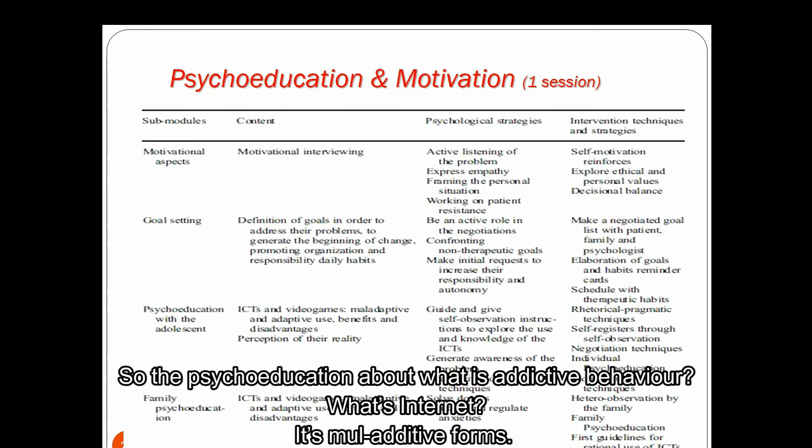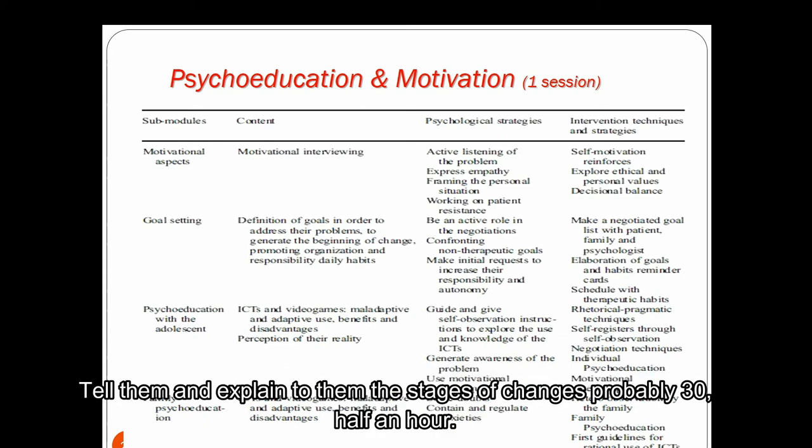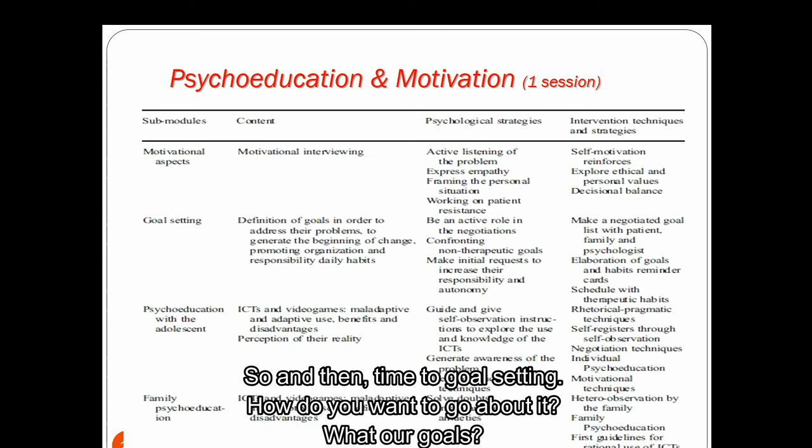So the psychoeducation about what is addictive behavior, that internet is a more addictive form, where you are in the stages of change, explaining that to them will probably take half an hour, okay? And then time for goal setting. Where do you, how do you want to go about it? Okay, what are our goals?